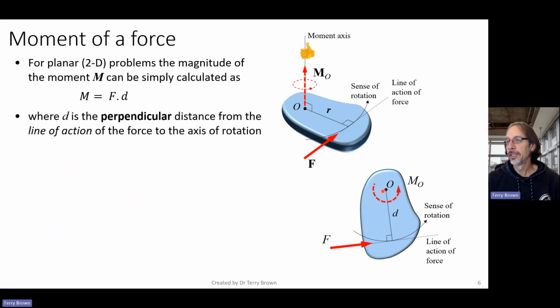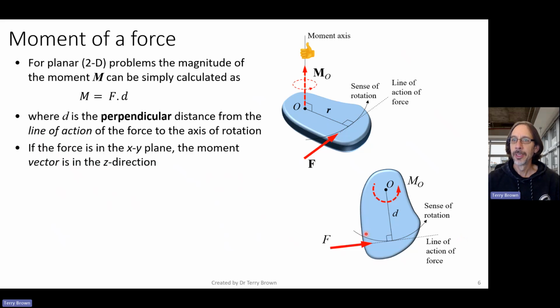Right, so in this 2D problem, the axis is in and out of the page. So we want the distance from the point where we're taking moments about, perpendicular to the line of action of the force. So that distance there is our distance d. It's not the distance from O to the head of the force arrow or the end. So it's not the point of application of the force that's important. It's the line of action of the force.